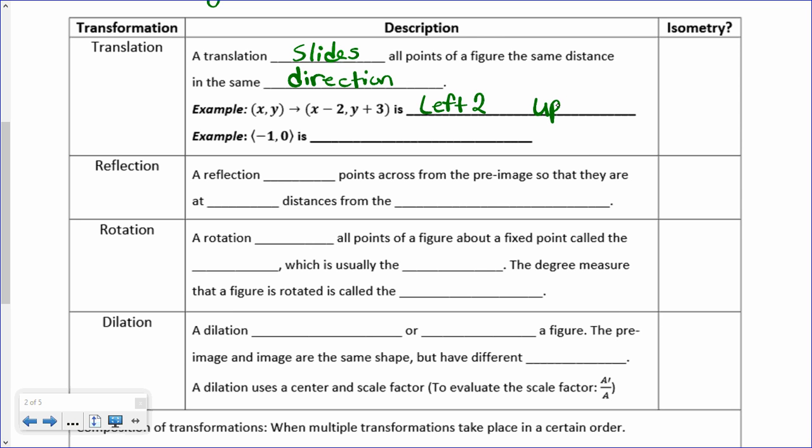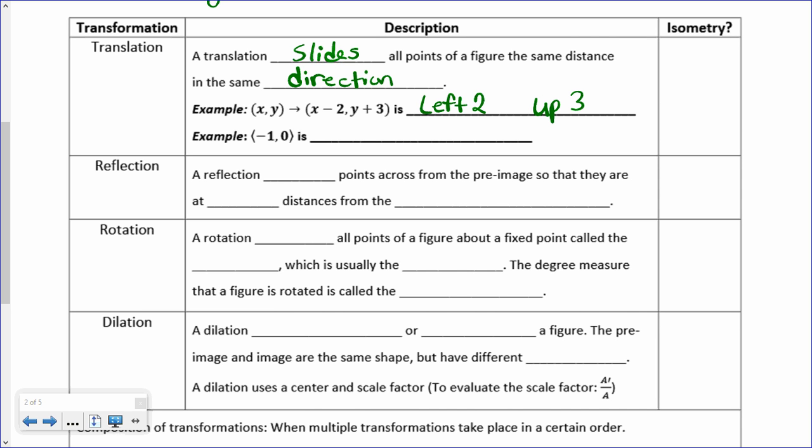Up 3. So if you see this weird notation, you can just turn it into words and proceed from there, right? Subtracting from the x means to the left. What if it was plus 2 to the x? Right, so you're going to the right. You should be able to figure that out based on the operations and which variable you're using.